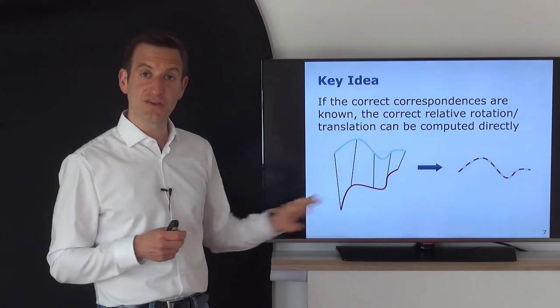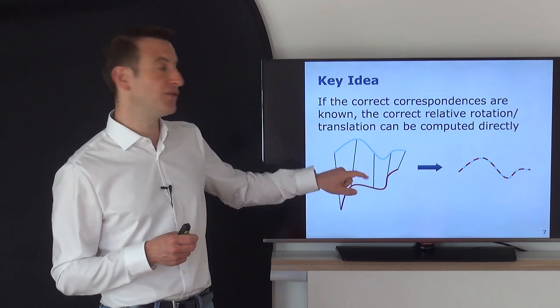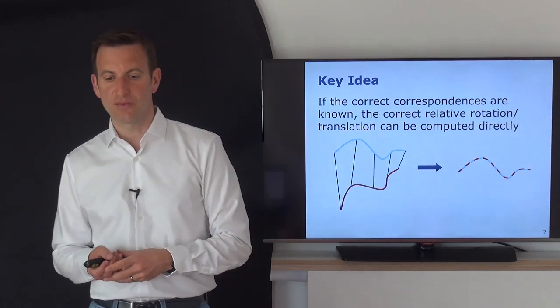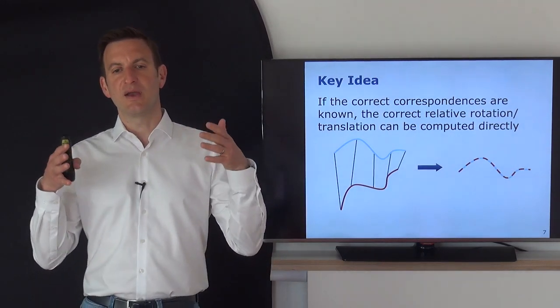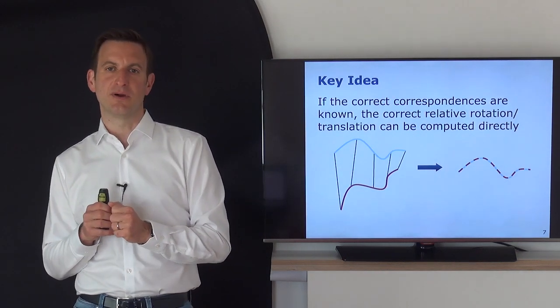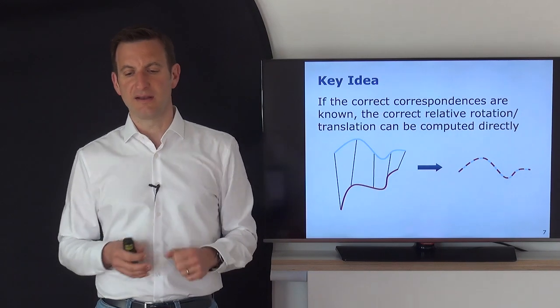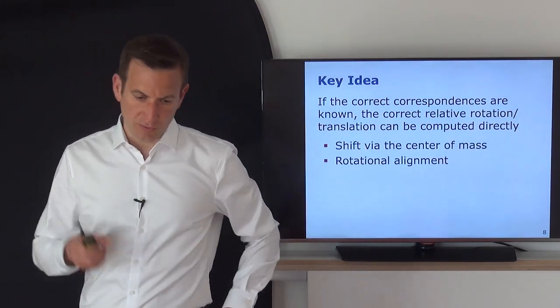Okay, so the question is, how do we actually do that? How do we obtain the translation and rotation parameters to turn this situation into this situation? That's what the iterative closest point algorithm is about, or let's say what one key ingredient of iterative closest point is about, because this so far is not iterative. This is just an alignment step given those correspondences. So how does that work?